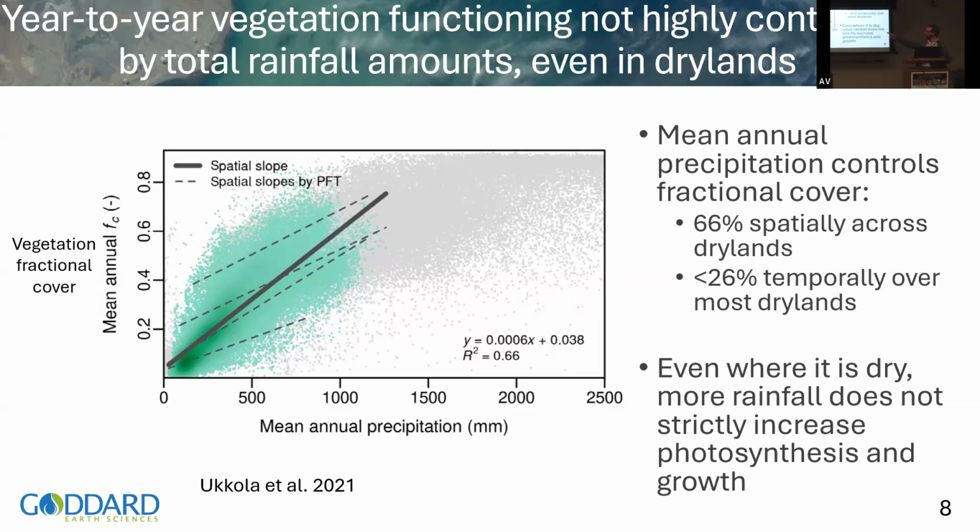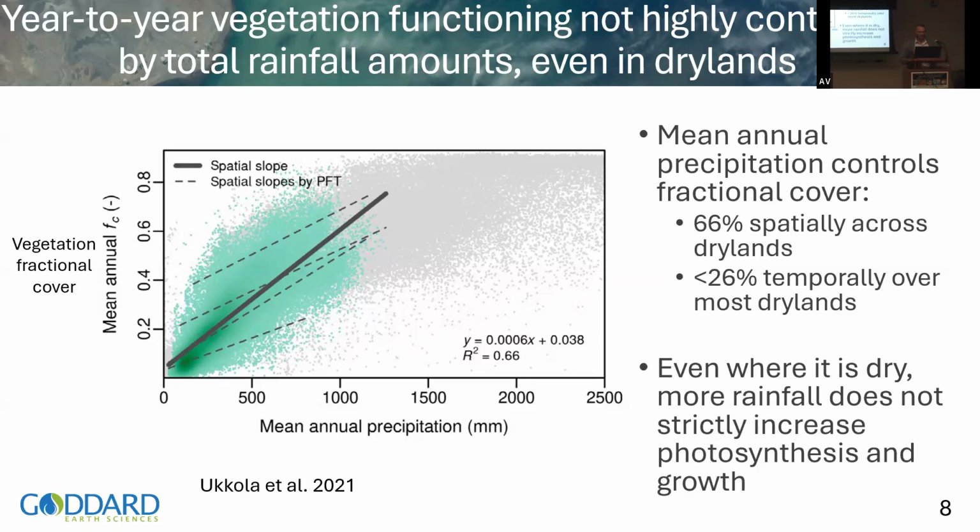So now all of a sudden, our R squared spatially is 0.66, but temporally at one location, less than 26% of the variability is explained by mean annual precipitation. So this is a dry location, this is Australia. We pour more buckets of water on the surface, and we don't strictly get, in every case, more vegetation fractional cover, more leaf area index, more carbon uptake. So what's going on? Even where it's dry, more rainfall does not strictly increase photosynthesis and growth.